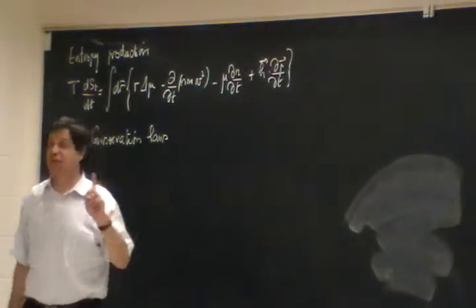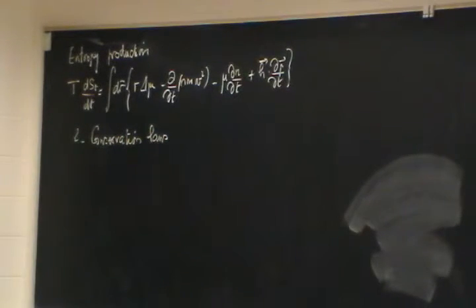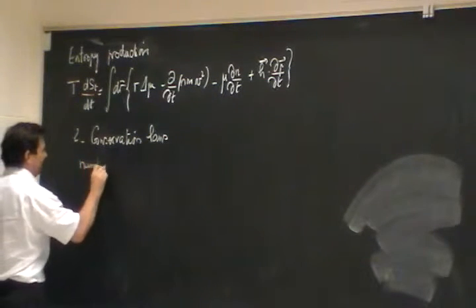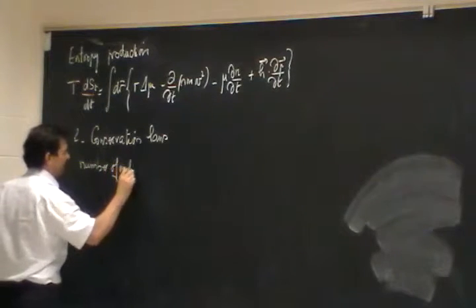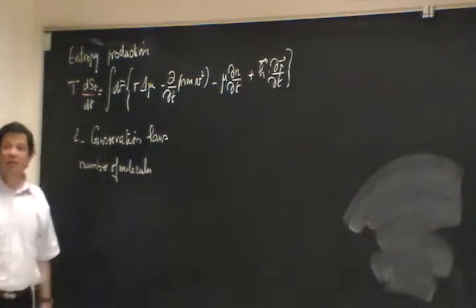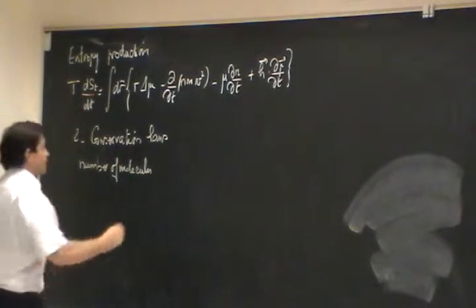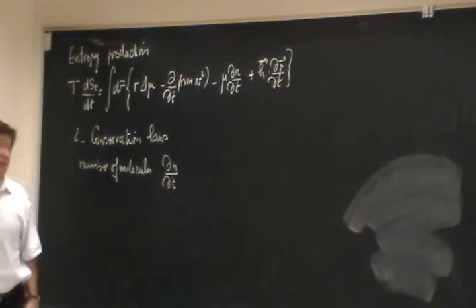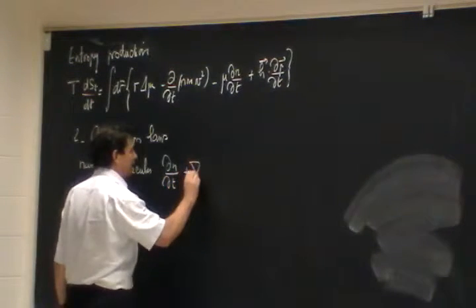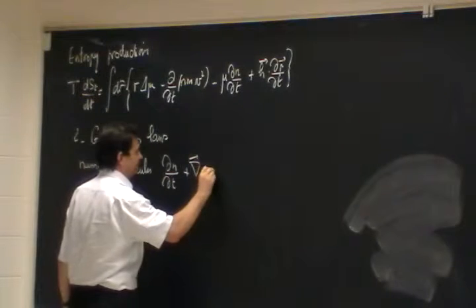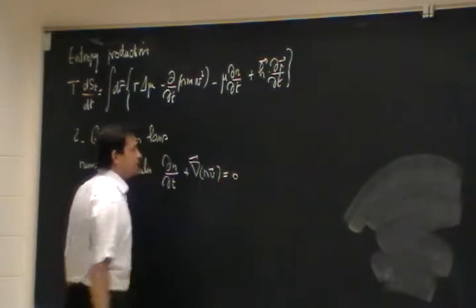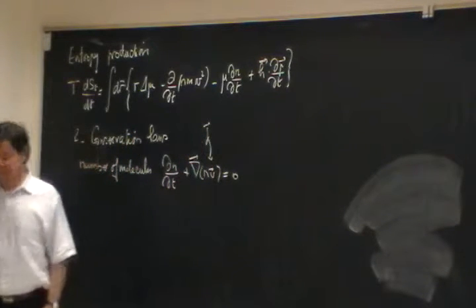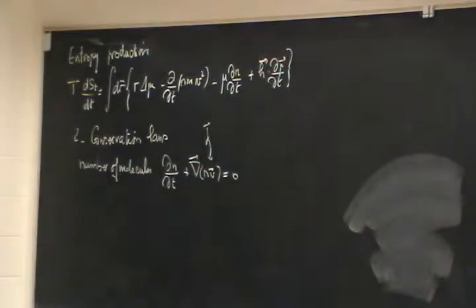There are two quantities which are preserved. One is the number of molecules. And the conservation law for the number of molecules is just dN dt plus the divergence of the current equals zero. And this is the current of molecules. The second quantity which is conserved is momentum.